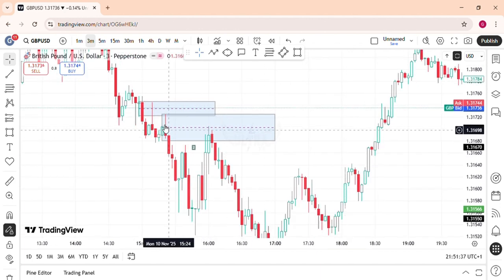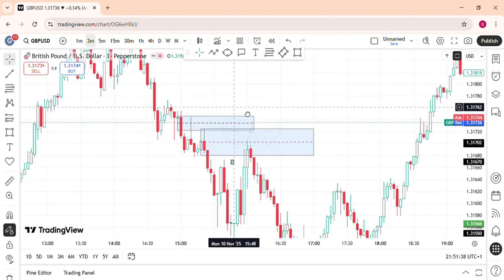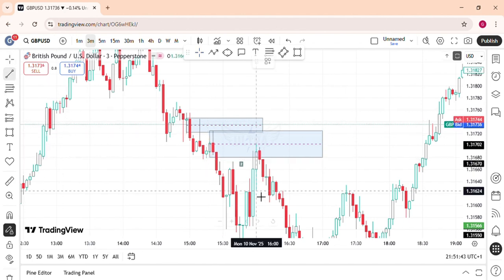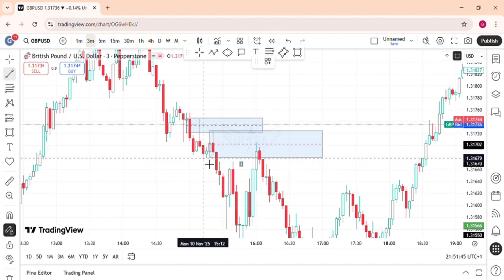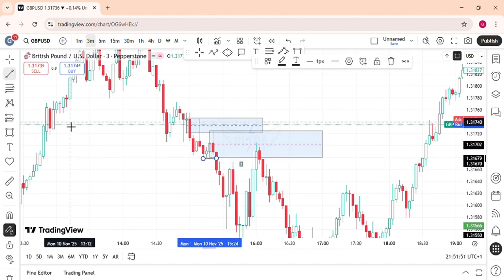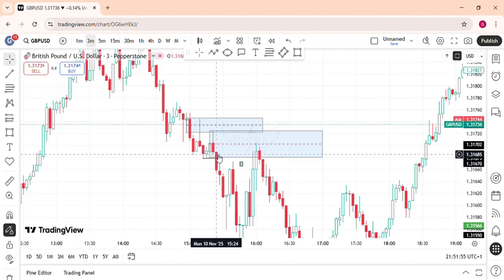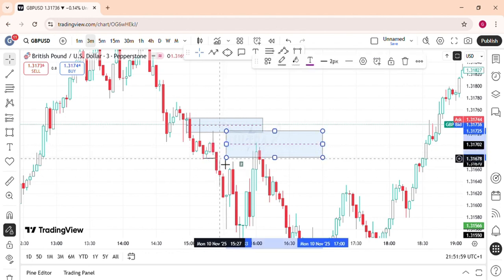The next thing is a newly formed fair value gap, which is what we need to find. So we have a break of structure and we have our newly formed fair value gap here. You can see it here. This is where we'll put our entry. You can highlight it from your fair value gap to your order block right here.